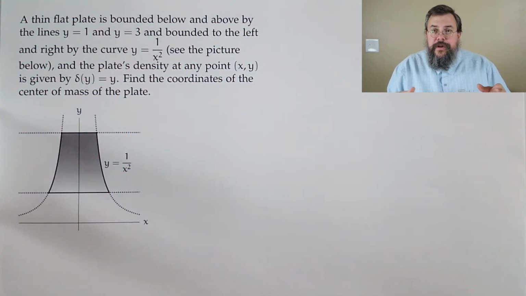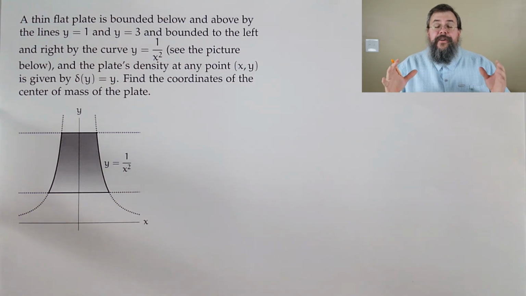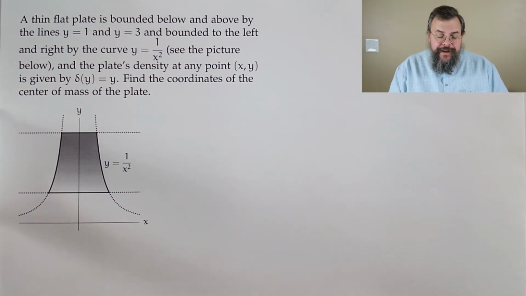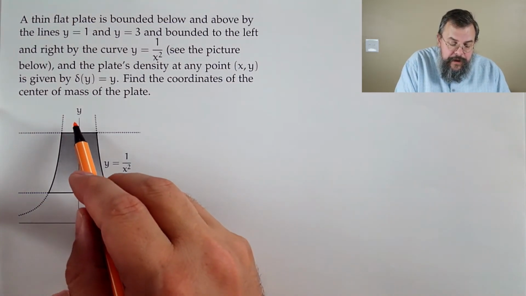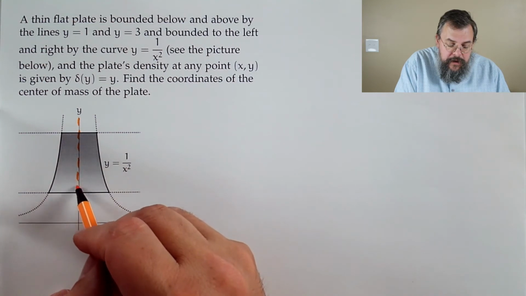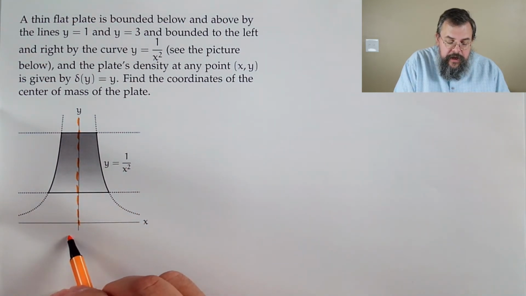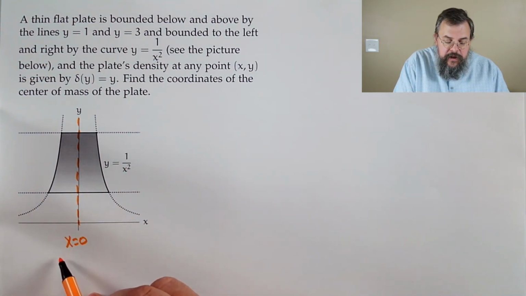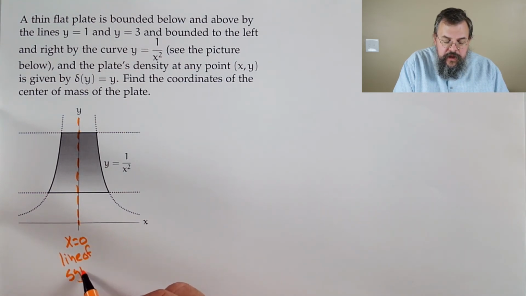Now, the question, of course, is where is our center of mass? Well, when we're thinking about center of mass, the first thing we always ask is, is there any symmetry? And here, I think we can spot a nice symmetry, namely this line. So x equals 0 is a line of symmetry. And remember, you always have to check two things.